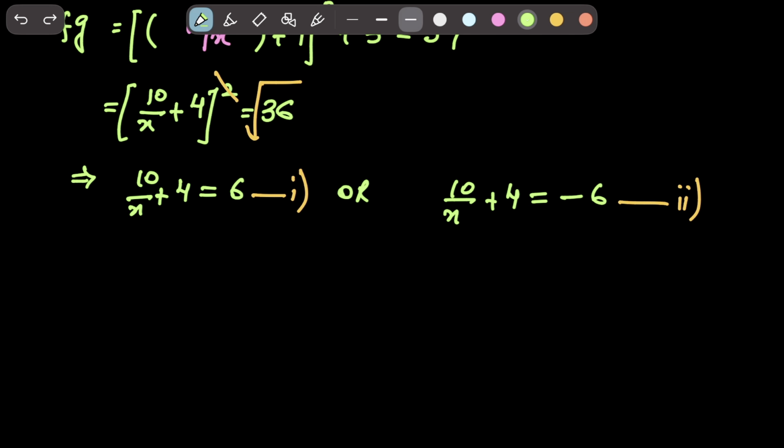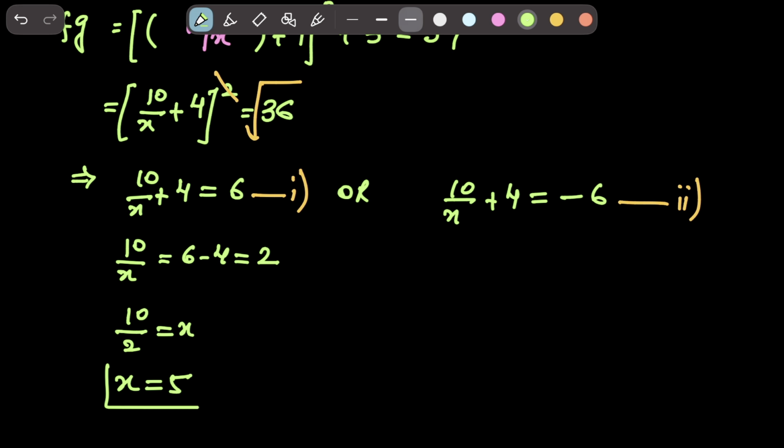Okay, so let's solve equation number 1. 10 over x, this 4 will move to the other side, so I will write 6 minus 4, that is 2. In the next part it is going to become 10 over 2 equals x, that is x is equal to 5. Okay, so let's solve the other part of this question in the same way.